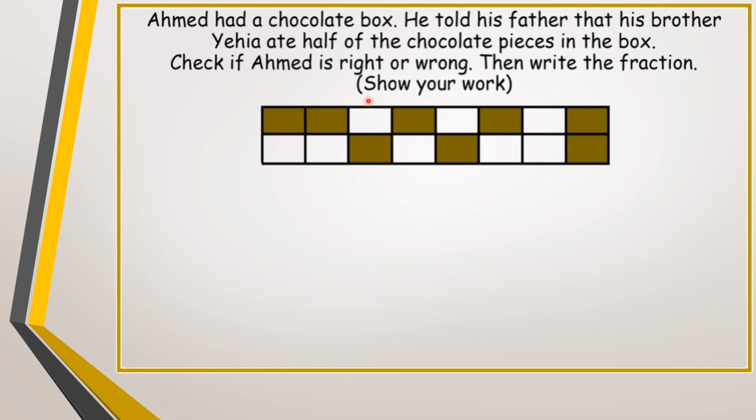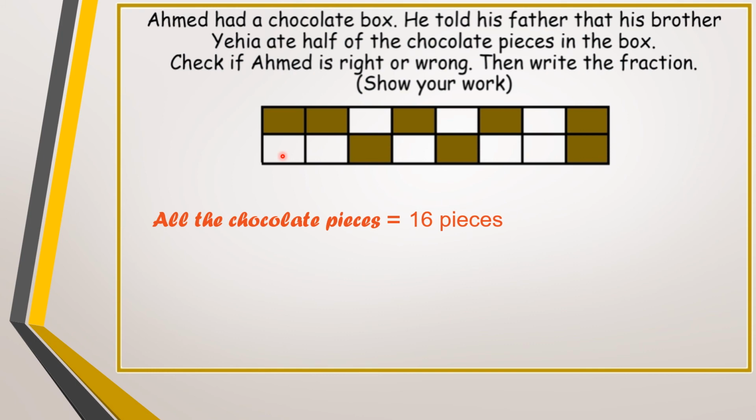Here Ahmad has a chocolate box. He told his father that his brother Yahya ate half of the chocolate pieces in the box. Check if Ahmad is right or wrong, then write the fraction. So this is the chocolate box and this is what he has. Let's see how many pieces are in the chocolate box. All the chocolate pieces is 1, 2, 3, 4, 5, 6, 7, 8, 9, 10, 11, 12, 13, 14, 15, 16. So all of this is 16.